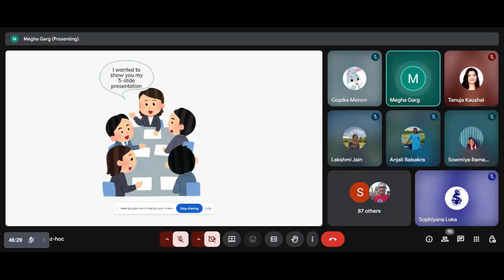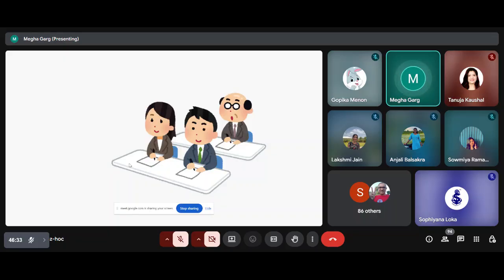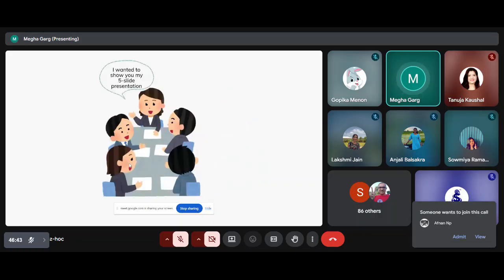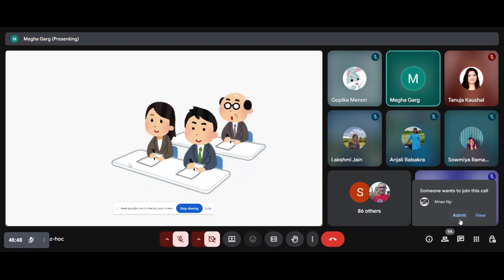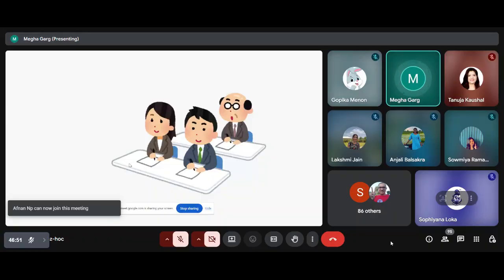So in this example, the girl asked other colleagues, I want to show you my 5 slide presentation, are you interested? In that manner, she showed them the 5 slide presentation. And what happened was that everyone was very interested. They felt very excited and also loved that PPT. So this shows that her thought was invalid, because she was thinking that people will think I'm dumb if they see my PPT. But in reality, people felt very happy. They were excited and also interested to see that PPT.